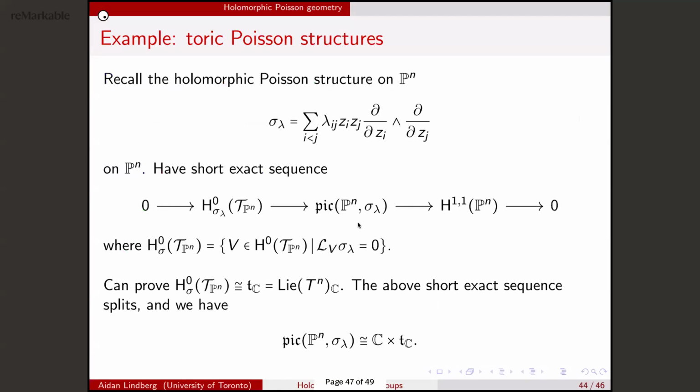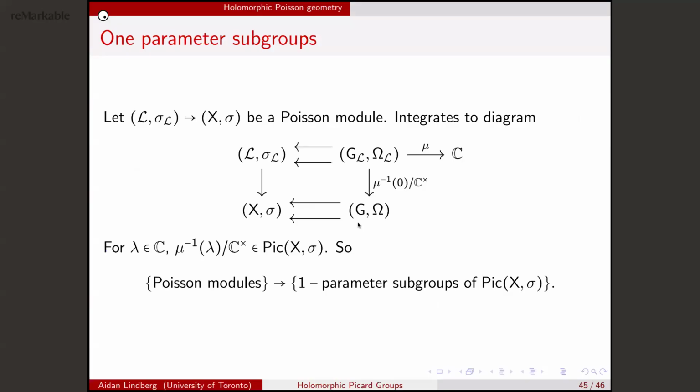So let me just say one general tool we have for studying the Picard group. I gave you some fact about it: it's some finite dimensional complex Lie group. How do you actually construct elements in it? What you can do is, if you have this thing called a Poisson module, which is just a line bundle over top of your Poisson manifold, but a line bundle with a Poisson structure on it as well. So the total space of this line bundle also carries a holomorphic Poisson structure.